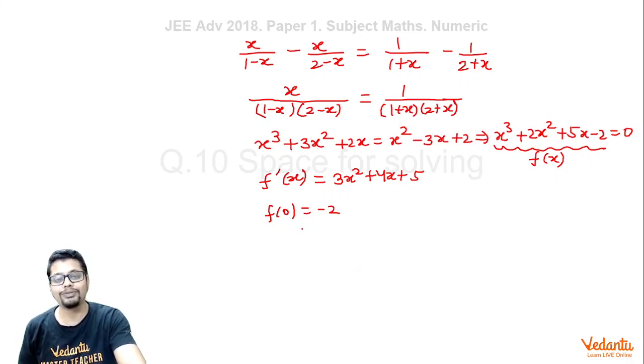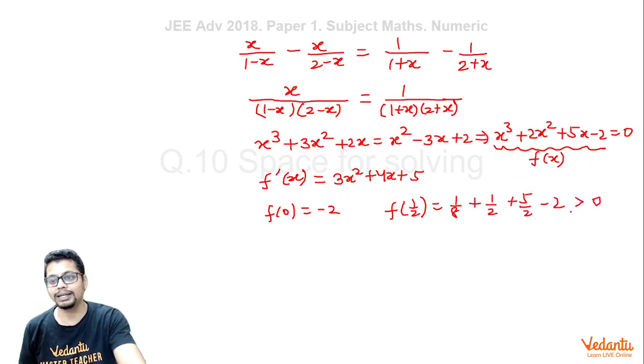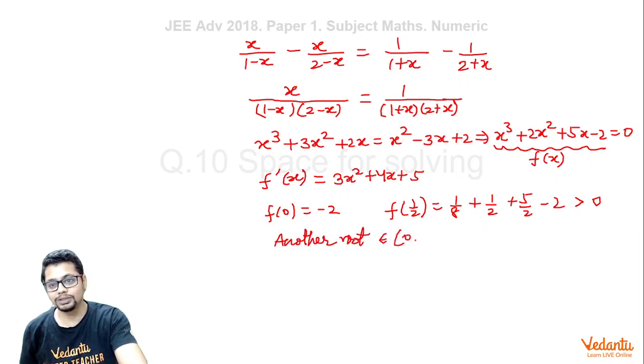So instead of checking for minus half, I would just check for half. So what about f of half? So basically it becomes 1 by 8 plus 1 by 2 plus 5 by 2 minus 2. And if you see carefully, it's definitely clearly positive. So that means I have got another root which strictly lies in this interval 0 open to half open, and the first root that I had got was x equal to 0. So that means they are definitely two distinct roots.